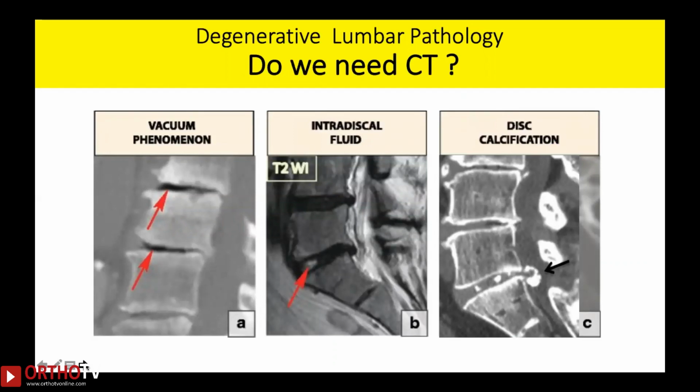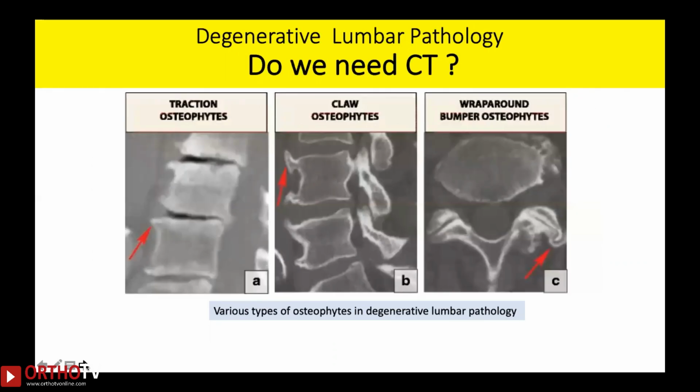The presence of a calcified disc on the CT scan changes the whole treatment plan. We may not be able to do a simple discectomy, and we may have to do a fusion surgery because we have to curette the end plates that much. The presence of osteophytes can also be determined with the help of CT scan. These osteophytes could be in the form of traction osteophytes, claw osteophytes, or wraparound bumper osteophytes. These are better determined with the CT scan.